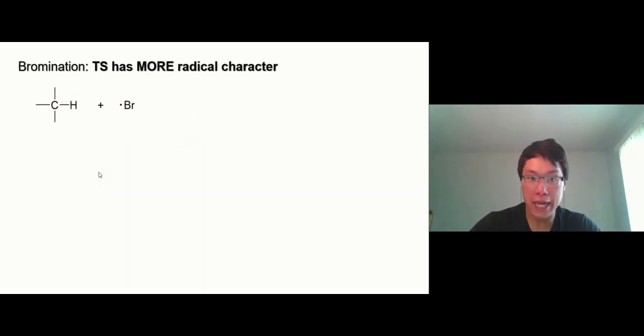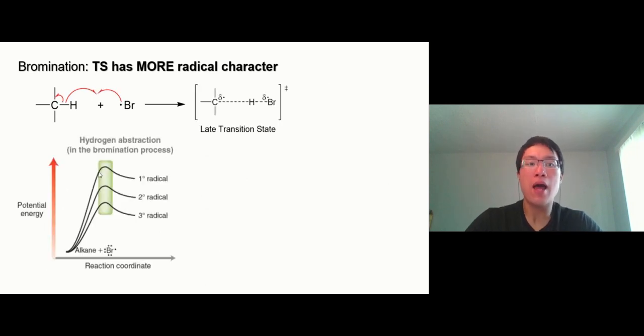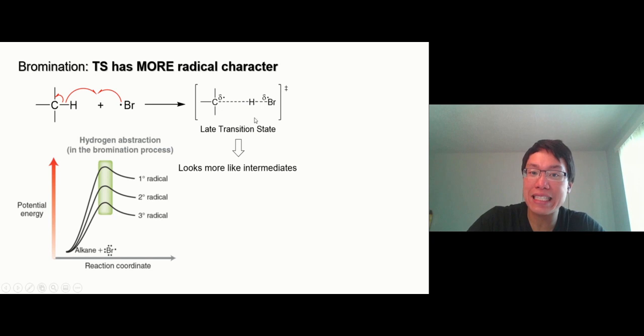Now, compared to bromination, take a close look. I'm going to go slow. Let's do bromination, just the propagation step. All right, Hammond said that bromination goes through a late transition state. The C-H bond is almost broken now, about to become HBr. So with a late transition state, the energy of this transition state will look more like the intermediate of the product on the right side.